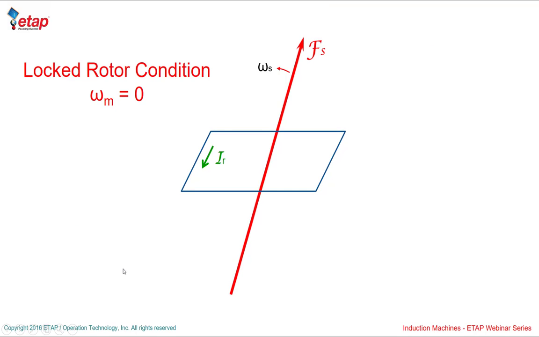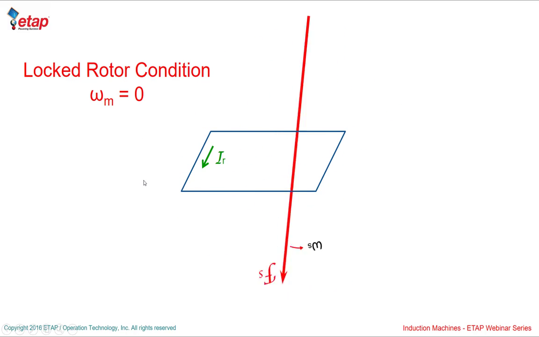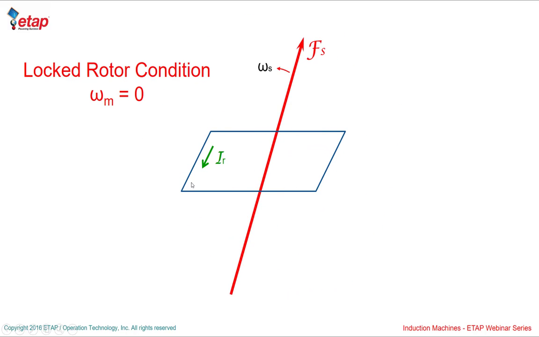Now let's look at the rotor winding. First, we're going to look at the locked rotor condition. When omega m is equal to 0, you have a rotating magnetic field from the stator, which rotates at the speed of omega s with respect to a stationary winding of the rotor. And what this does is create a current in the rotor, I sub r.